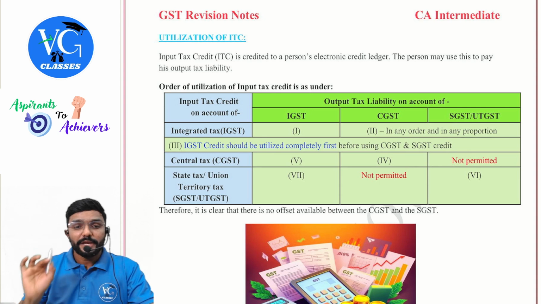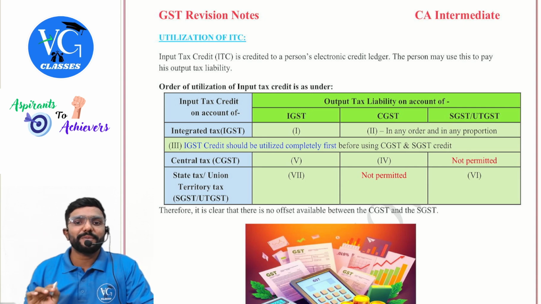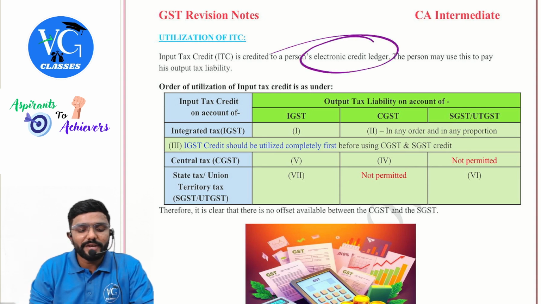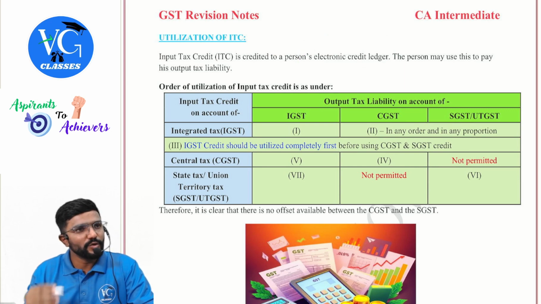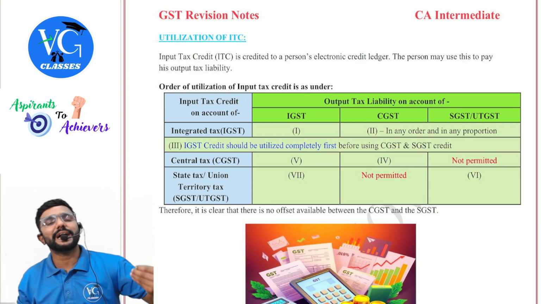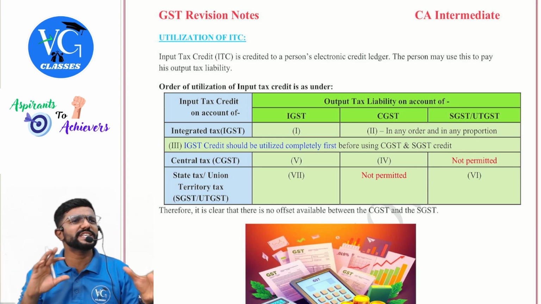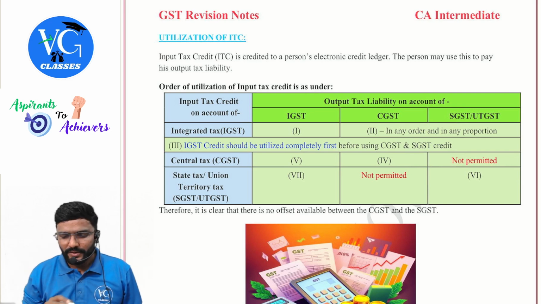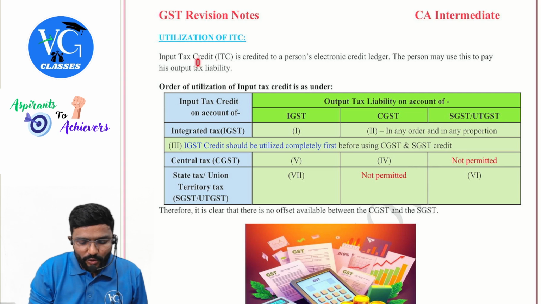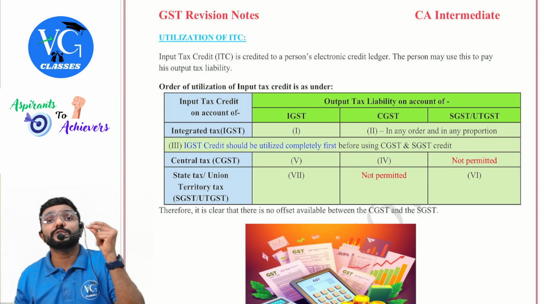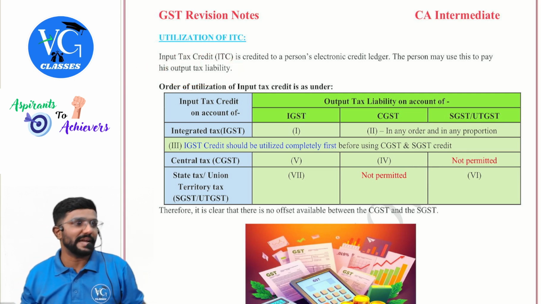What is it? Input tax credit is credited to a person's electronic credit ledger. So whenever I have purchased any goods or services, whatever credit I am eligible for will be credited to my electronic credit ledger. That is GST or 2A or 2B. The person may use this to pay his output tax liability. Credit can be used only to pay output tax.